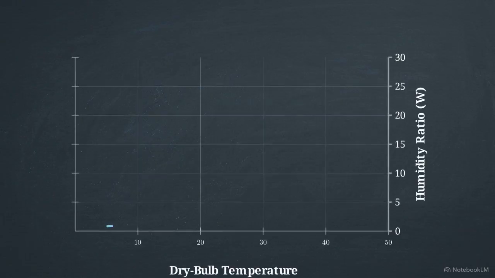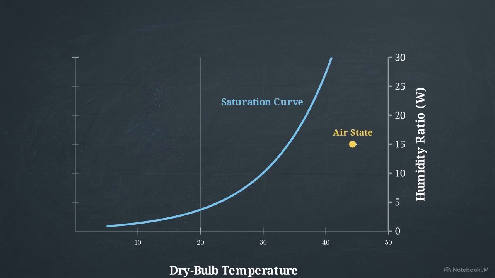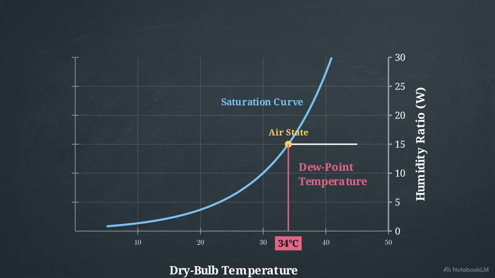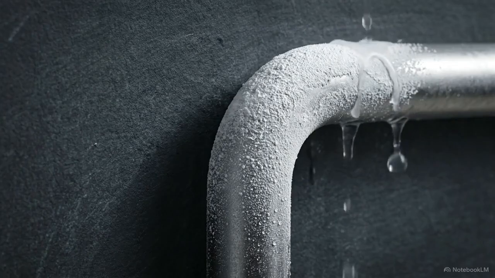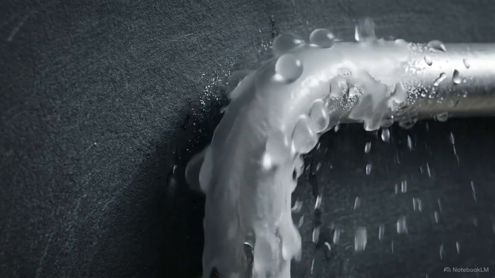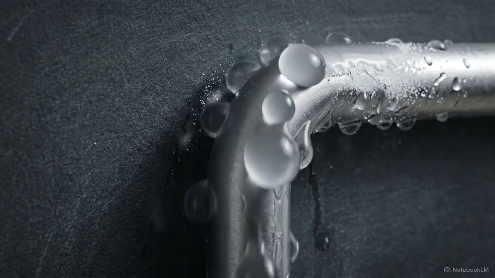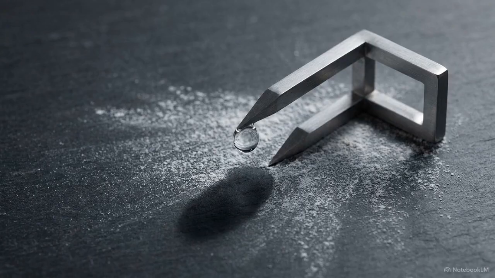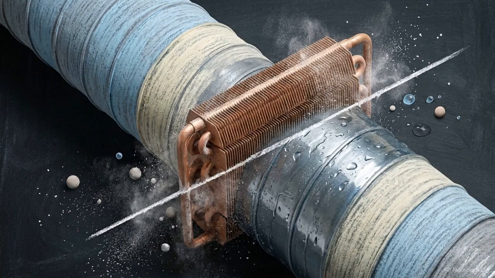When we cool our air mixture without removing any of its moisture, the point tracks horizontally to the left until it collides directly with the curve. The exact temperature where that horizontal path intersects the boundary is the dew point temperature. Because the air has hit its maximum capacity, any further cooling drops the temperature below the dew point, forcing water vapor to condense out of the air as a liquid. The saturation curve translates abstract equations of vapor capacity into a physical wall, dictating exactly when and where condensation will occur inside an HVAC system.